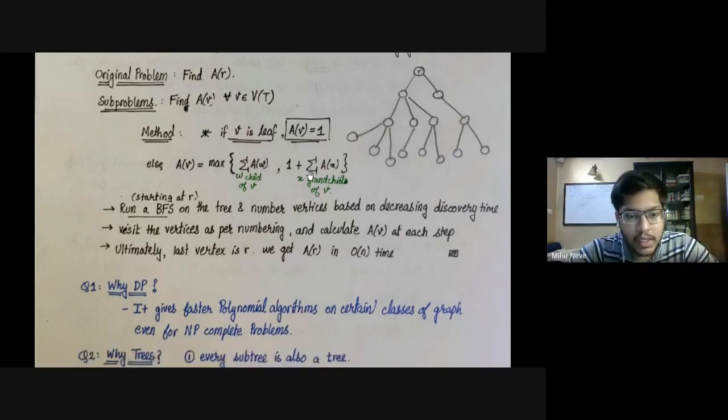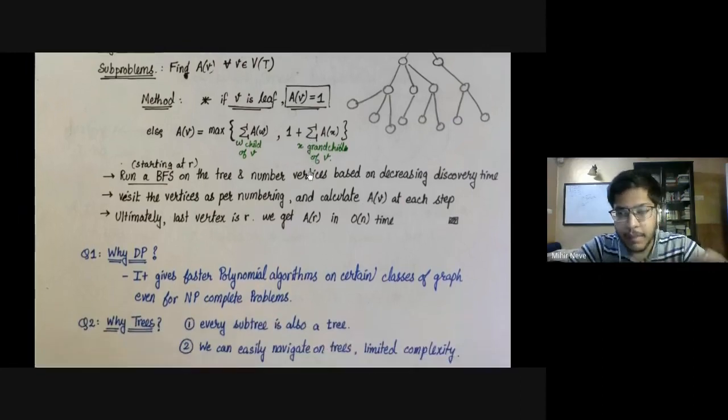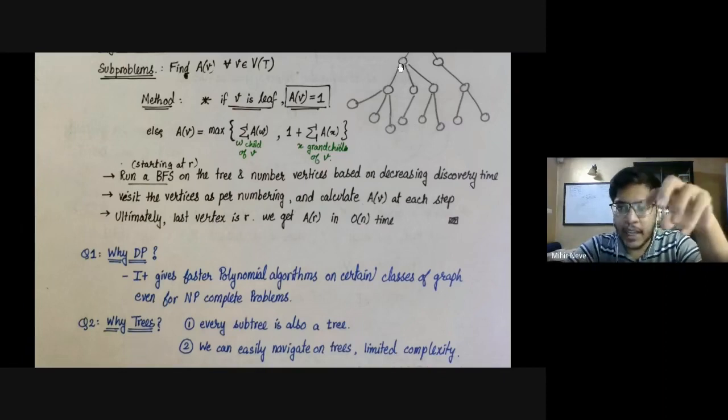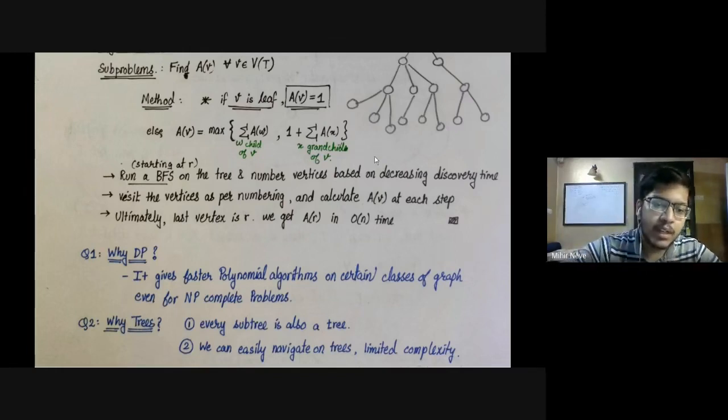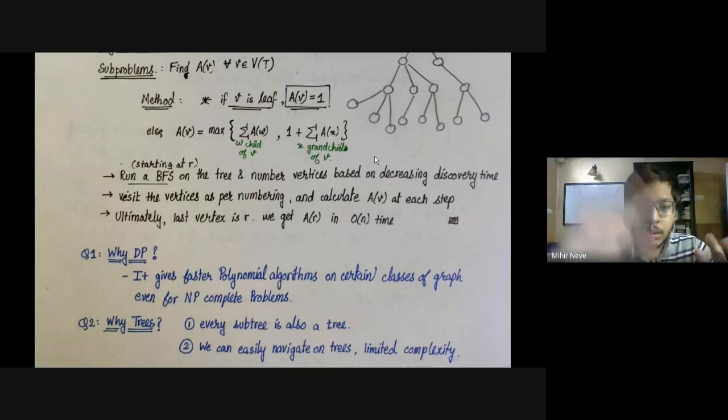Then the next question arises: why trees? The reason we are doing this on trees is that if I consider a tree, and I look at the graph hanging from this vertex here, that is also a subtree, and this subtree is also a tree. So every sub-problem has the same structure as the original problem. And this similarity in structure helps us find a single algorithm which will work throughout.